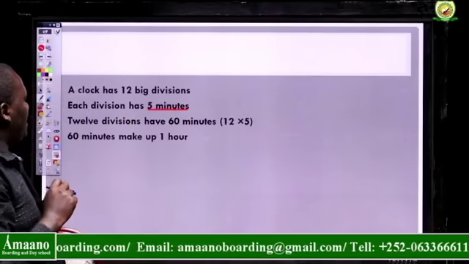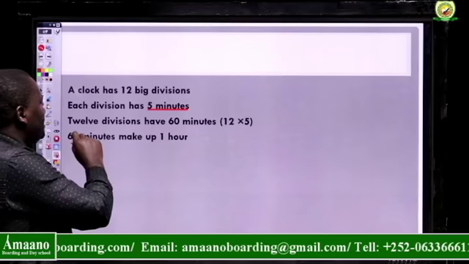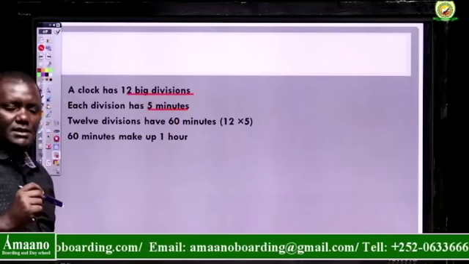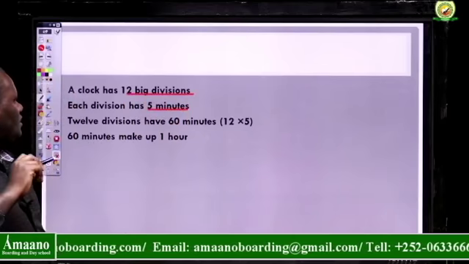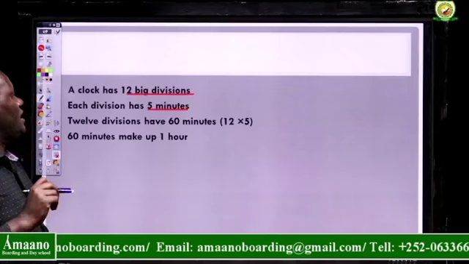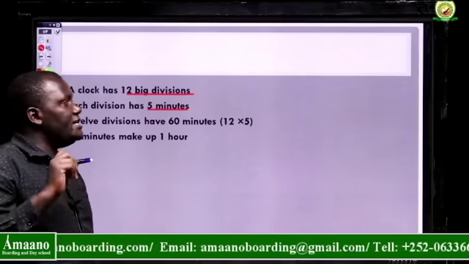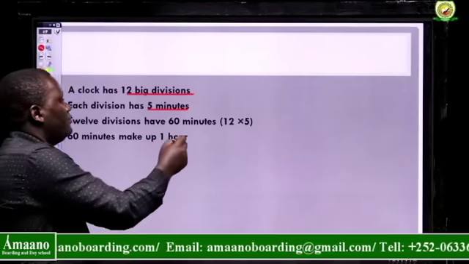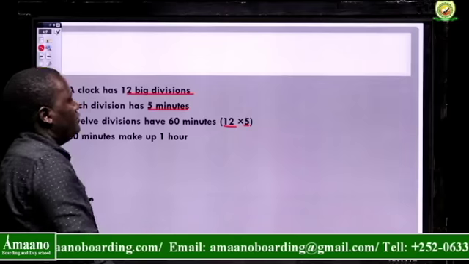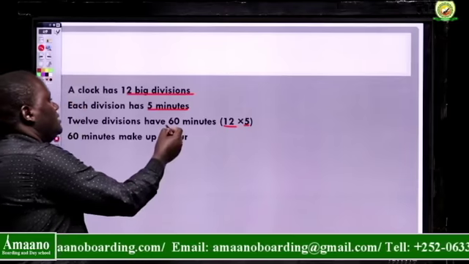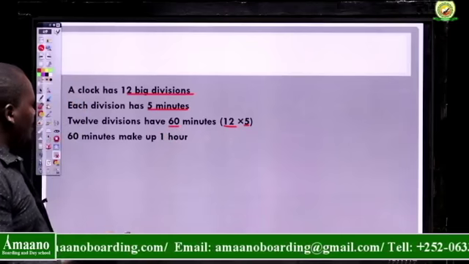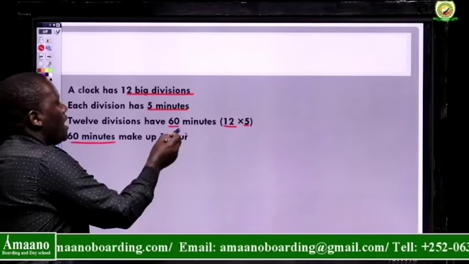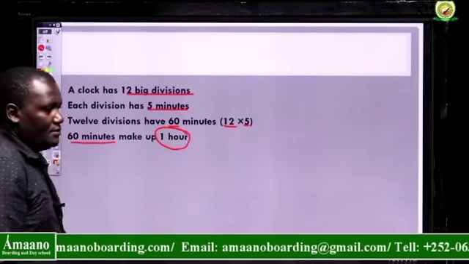In this clock that I have here, it has 12 big divisions. That means if we have 12 big divisions in a watch and we have 5 minutes in each division, we shall have 12 multiplied by 5. We find it is 60 minutes. That means that 60 minutes makes 1 complete hour.